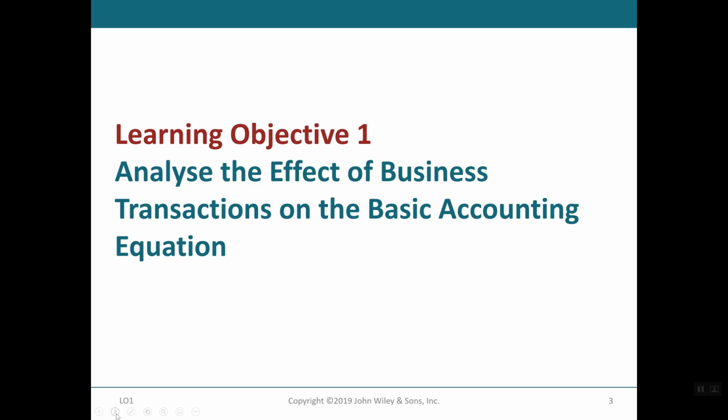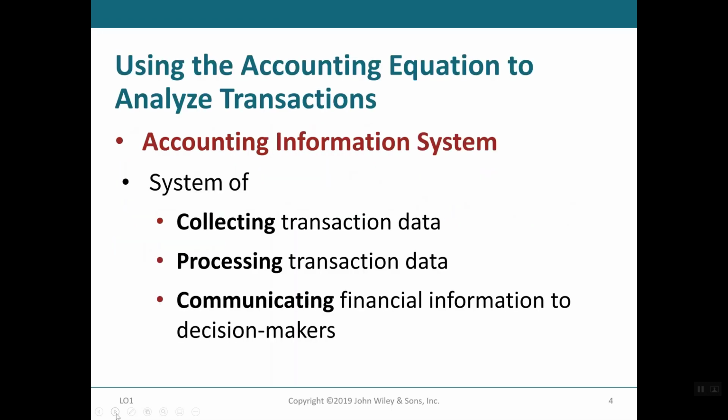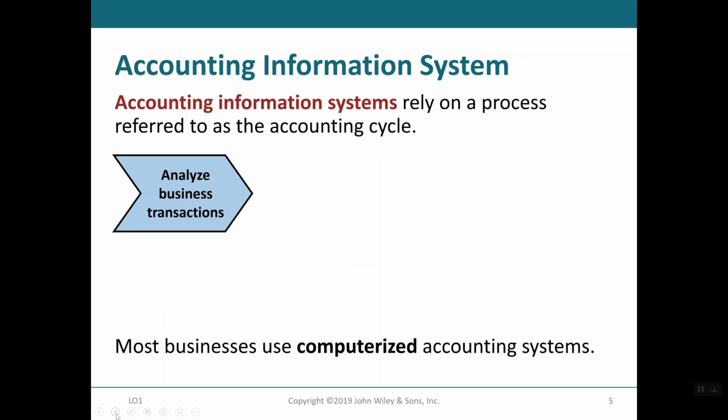Learning objective one, analyzing the effect of business transactions on the basic accounting equation. So, using the accounting equation to analyze transactions. Now, what is the accounting information system? This is the system of collecting transaction data, processing the transaction data, and communicating financial information to decision makers. Okay, that is the accounting information system.